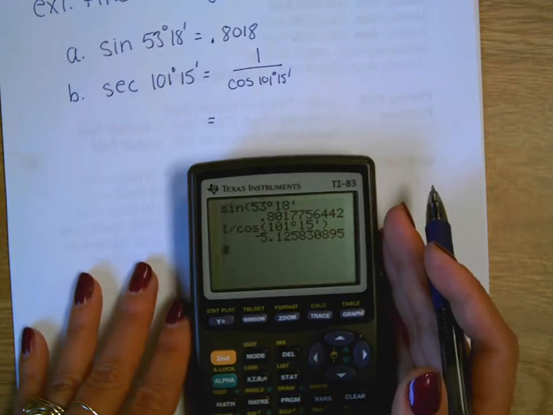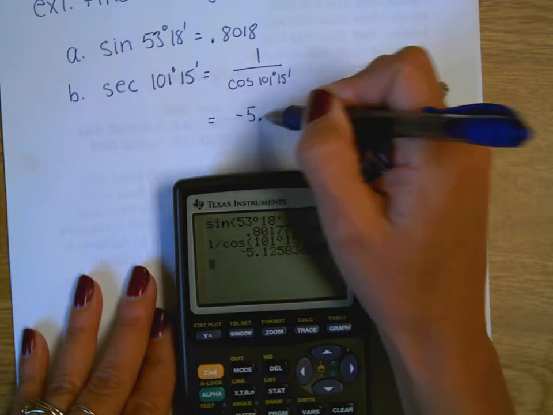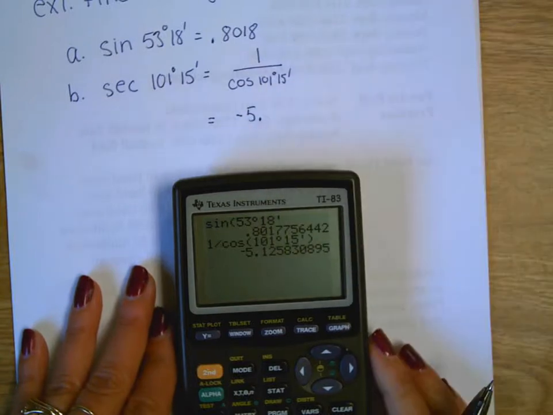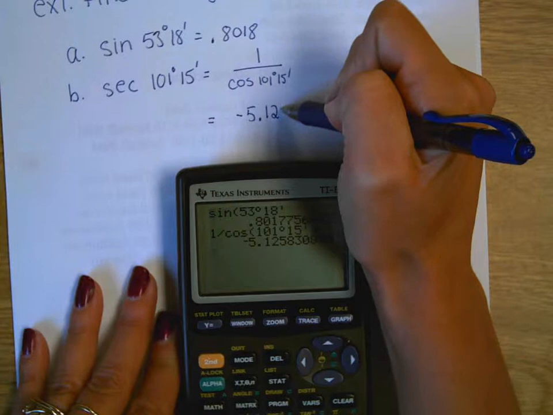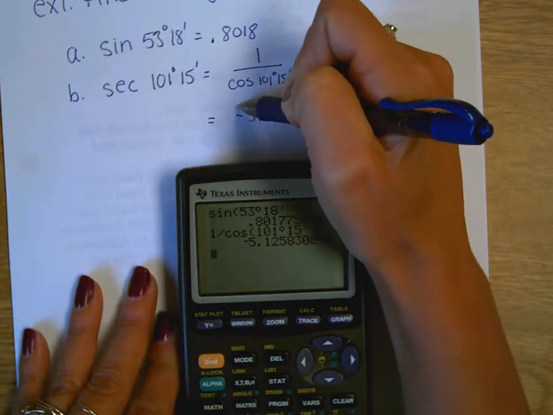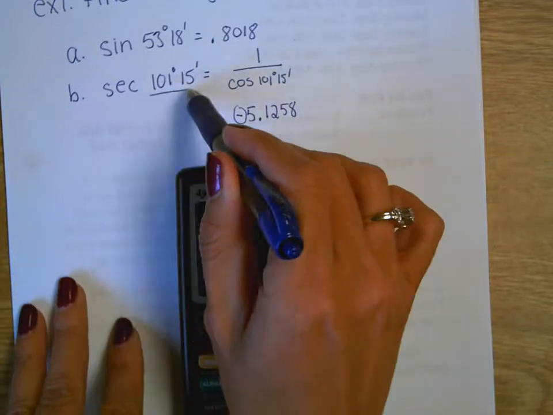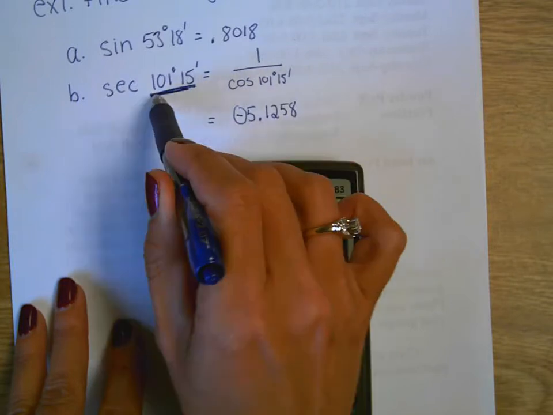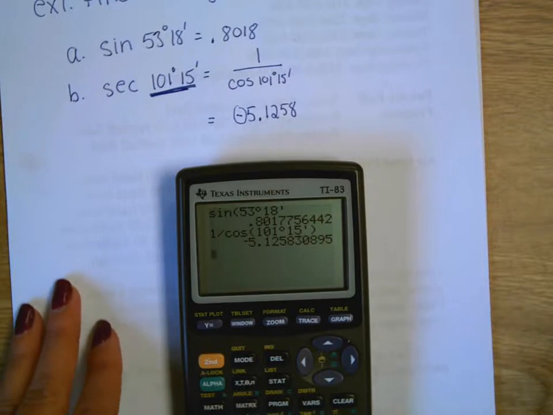Okay, can anybody tell me why this is coming up negative? What did you type in? I know what's wrong. Does anybody know why the secant ratio is coming up negative? Think about 101 degrees. What quadrant is that in? Quadrant 2. What is secant attached to? X. X is negative in quadrant 2, that's why it's coming up negative.